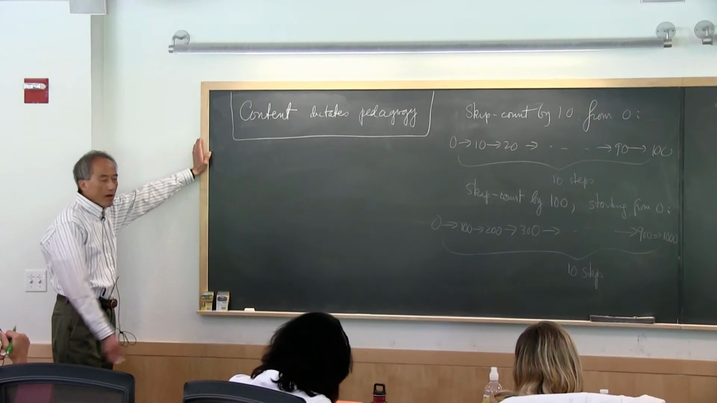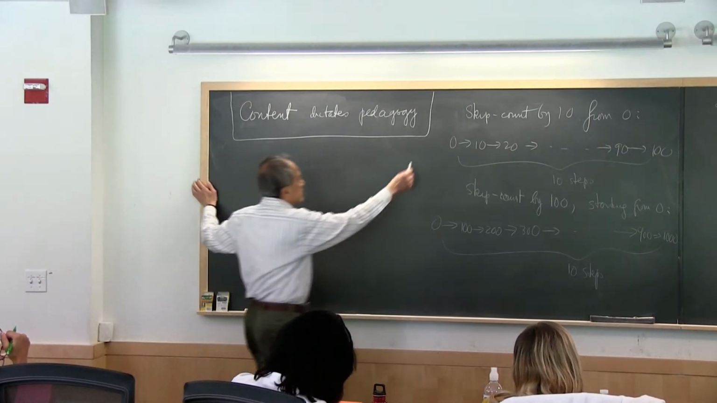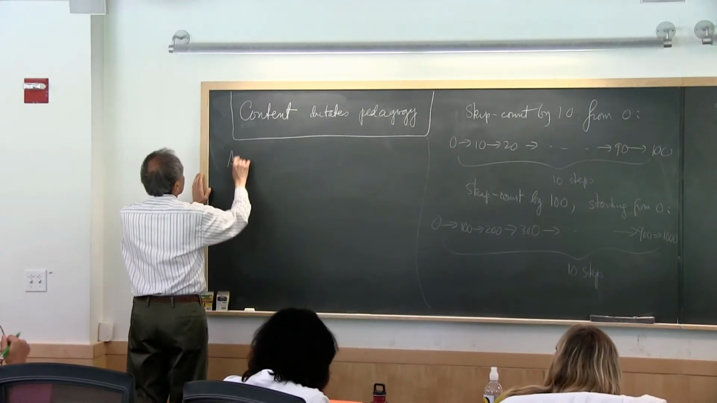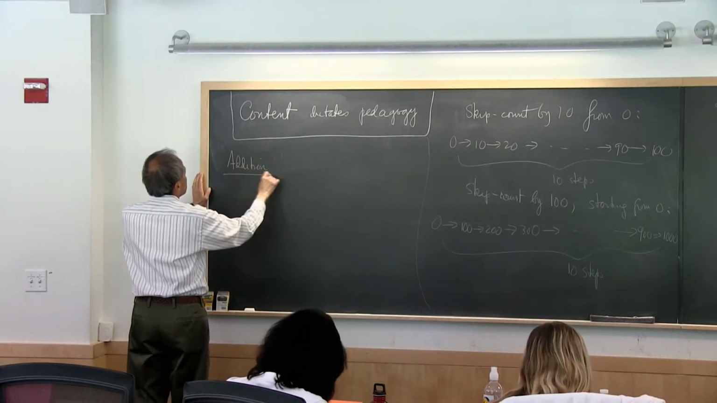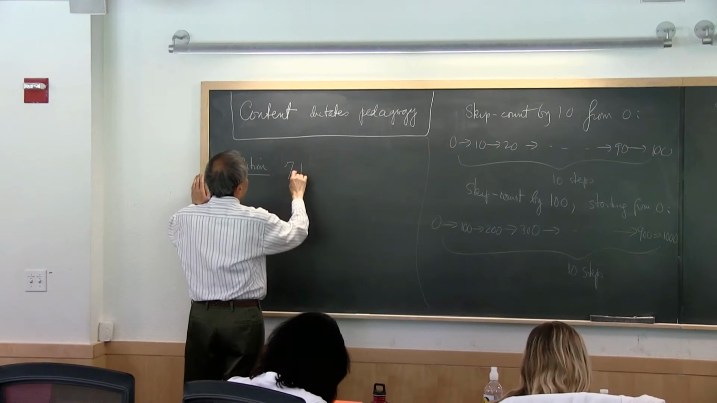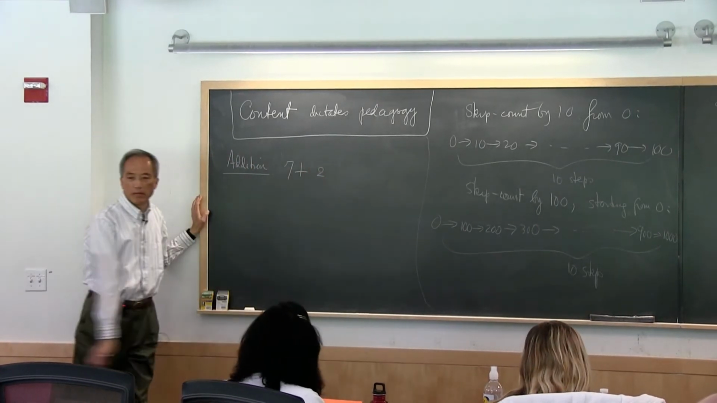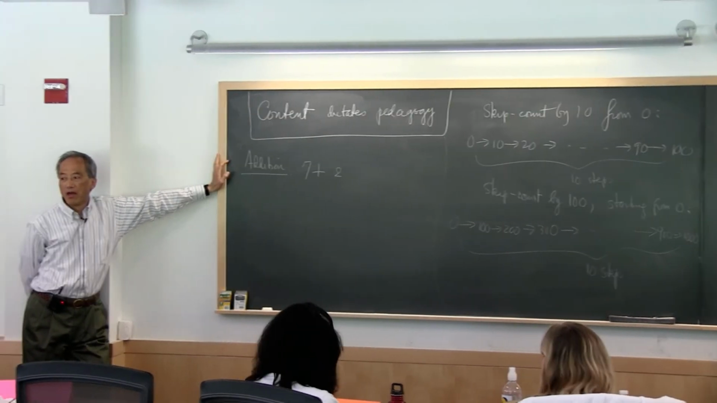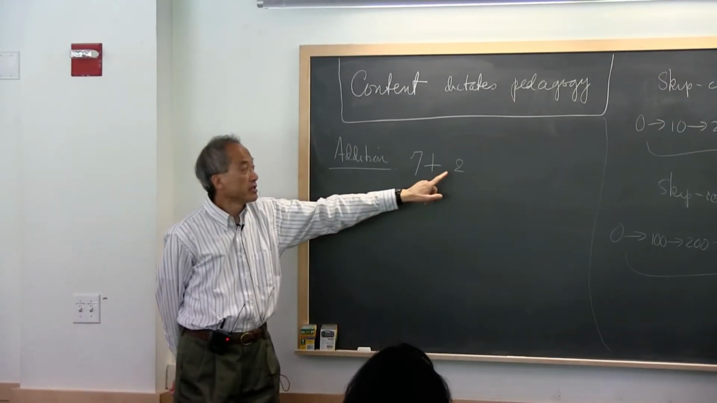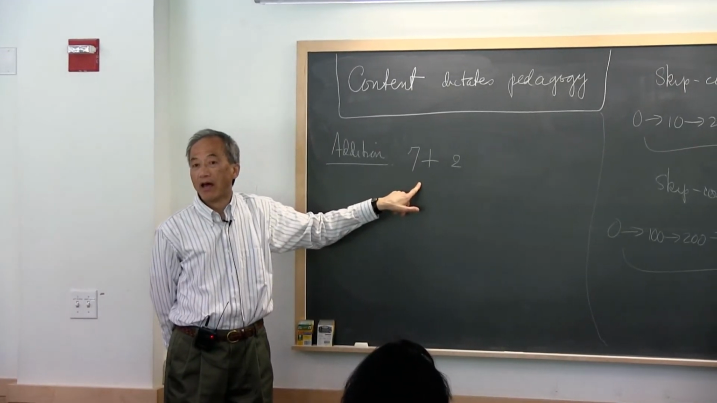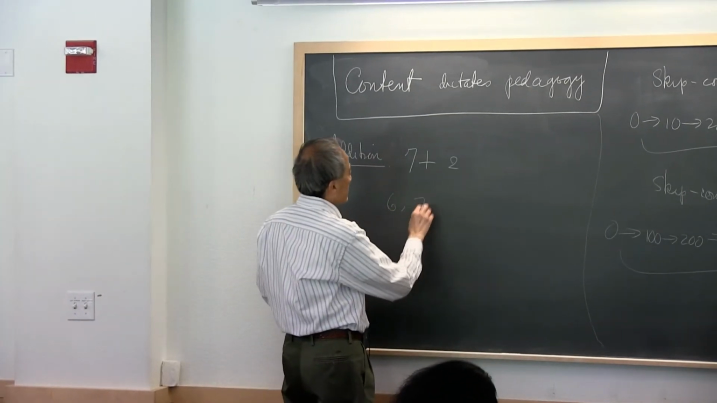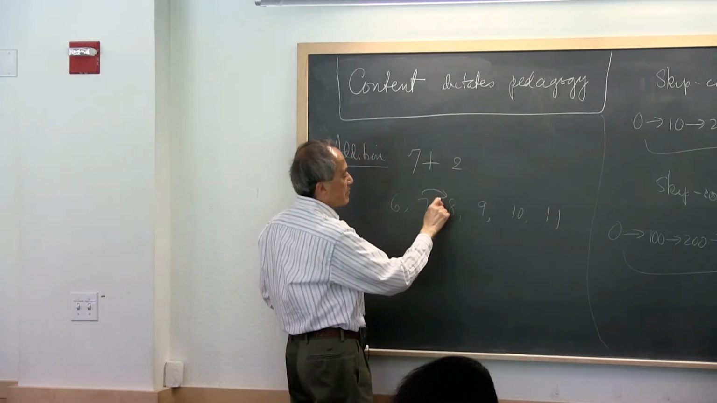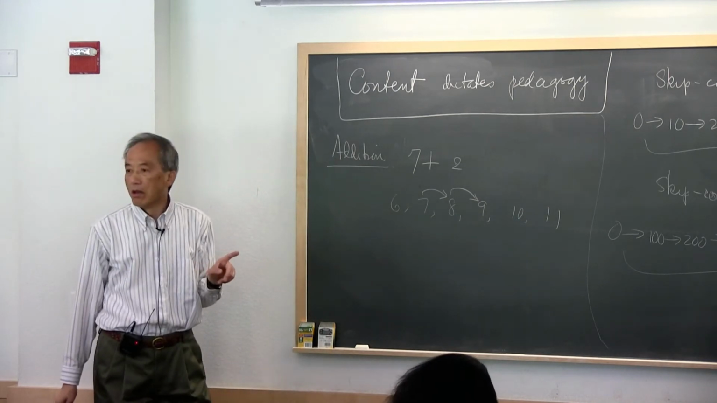Right? Now, to express this correctly, we introduce the two basic arithmetic operations. One is addition. What's addition? 7 plus 2. What does that mean? How many steps from 7? Right, 2 steps. 2 steps counting from 7. So 6, 7, 8, 9, 10, 11. So from 7, 1 step, 2 steps. So it's 9.